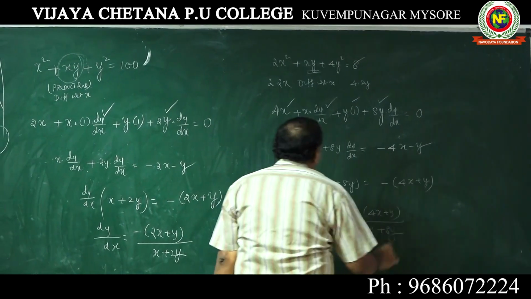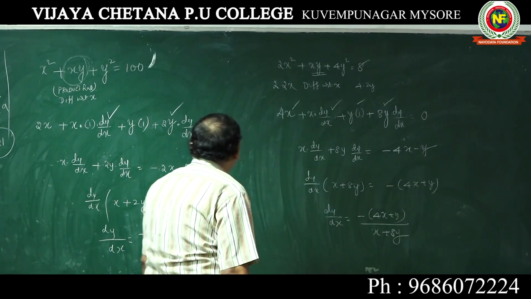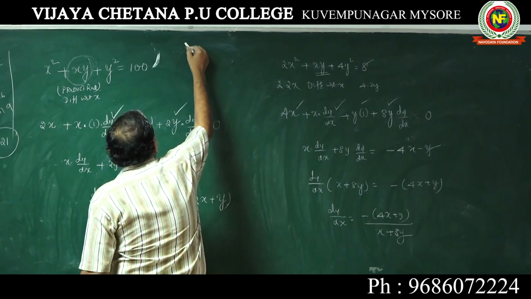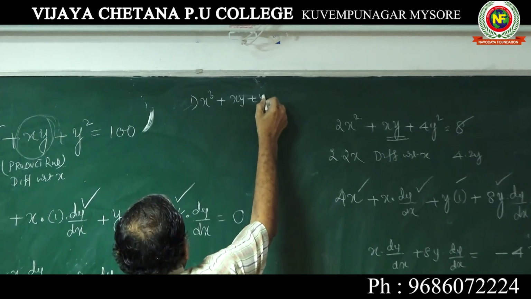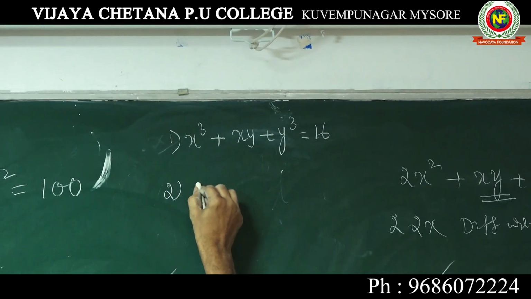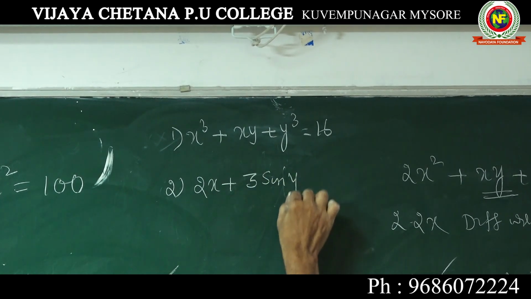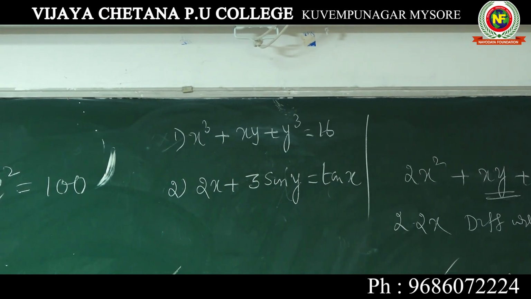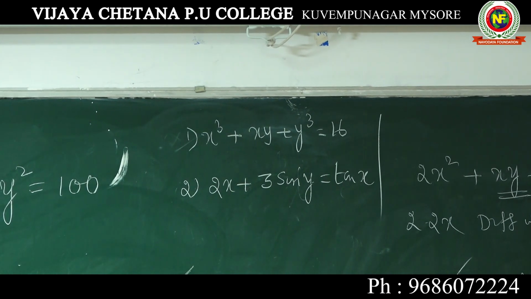Never cancel anything here, this and this or this and this. That's all, the answer. One problem I give you, you do it at home. x cube plus xy plus y cube is equal to 16. That is the first one. Second one, 2x plus 3 sin y is equal to tan x. These two, please take them and practice well at home.